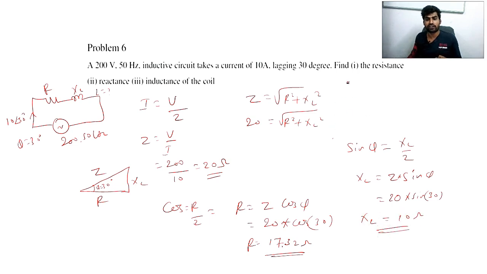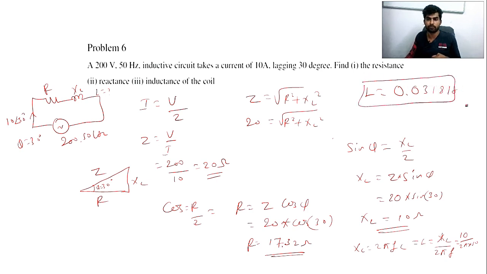Now you can calculate this L value. XL is equal to 2 pi FL. So L is equal to XL by 2 pi F, where XL is 10. Finally, you will get 10 divided by 2 pi into 50. Finally, you will get L is equal to 0.0318 Henry or 31.8 millihenry.